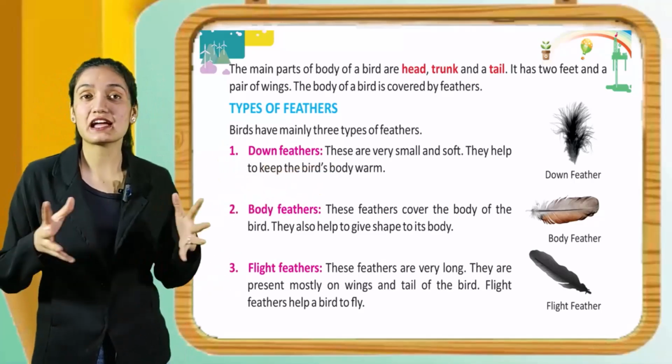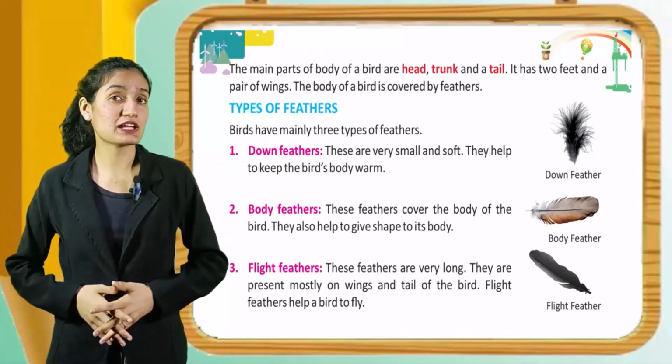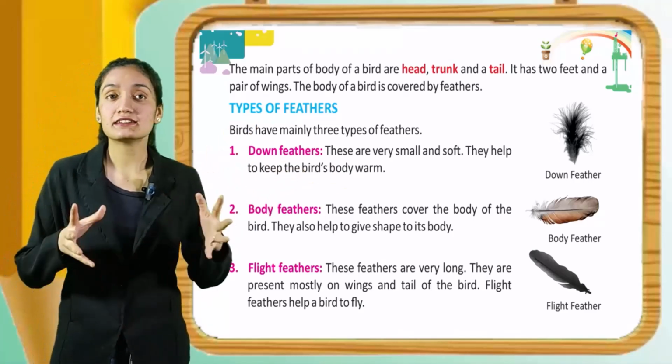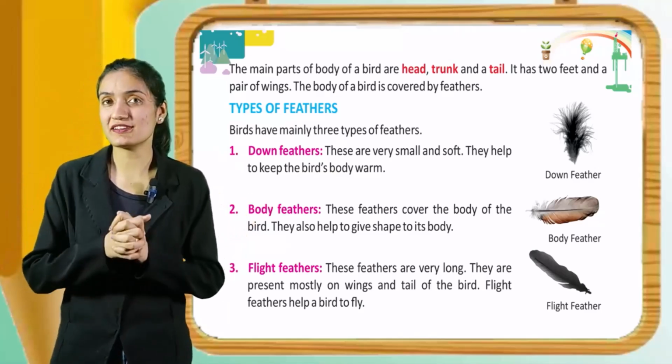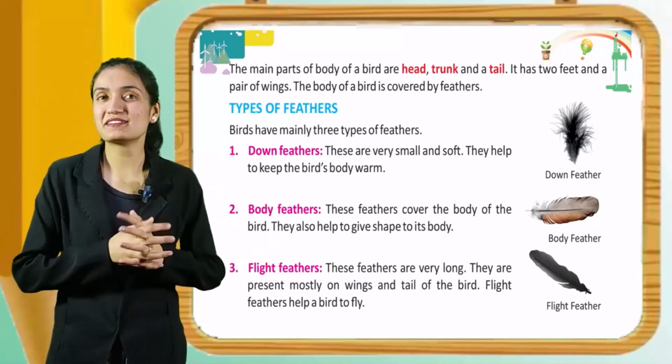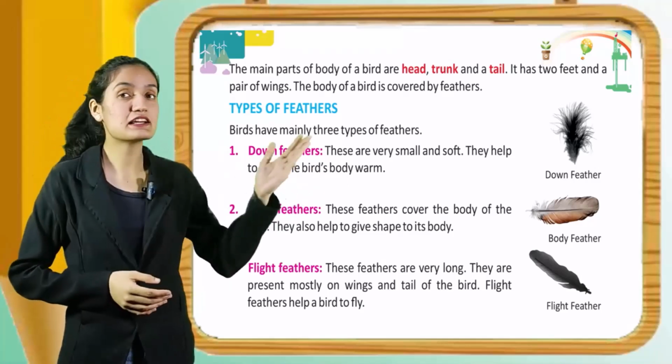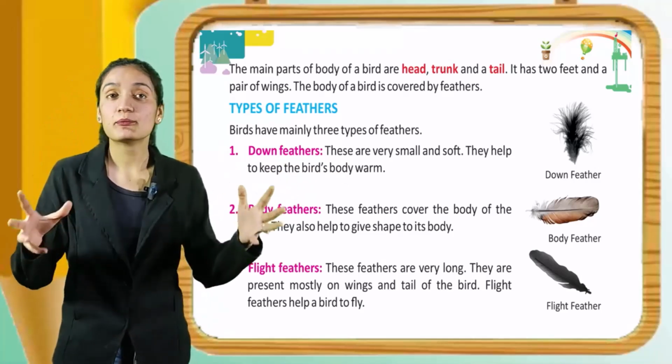Now, let's see the types of feathers. Birds have mainly 3 types of feathers. First, down feathers. These are very small and soft. They help to keep the bird's body warm. See, down feather.